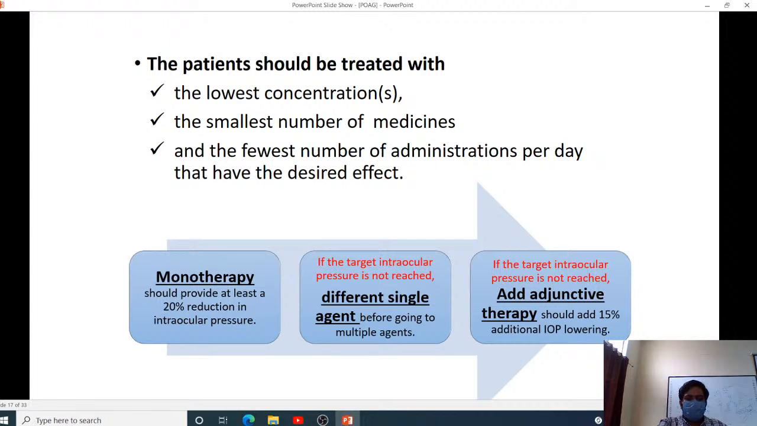But if the target IOP is not reached, then you have to add a different single agent. That is, if we are using a beta blocker, next time you have to use either an alpha agonist or carbonic anhydrase inhibitors. And if the target intraocular pressure is still not achieved, then you have to add an adjunctive IOP lowering drug. So other combinations also you can give.